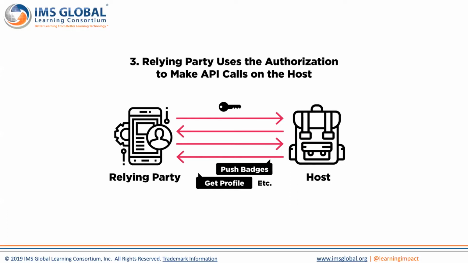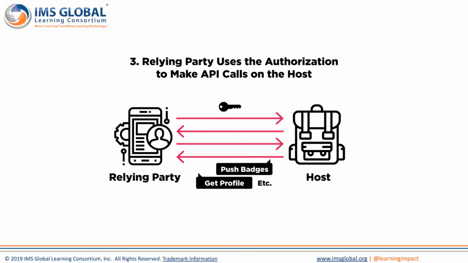So then the actual API calls that are the bread and butter of this specification occur. The relying party might get the profile for the user from the host and say, okay, good, the right email addresses are registered with the host on this profile. So I will go ahead and push a badge to this user. And so then it would push one or more badges to the user's backpack collections. And then when the user signs back into their host the next time, they will see the badges there.